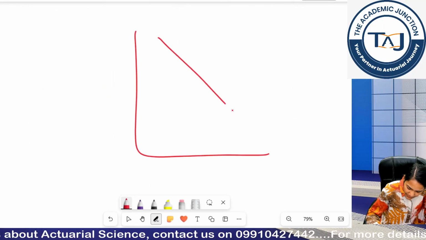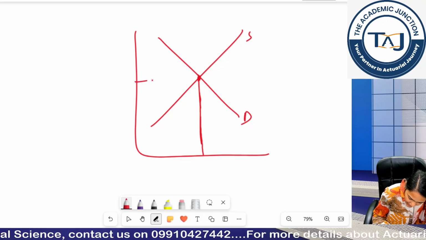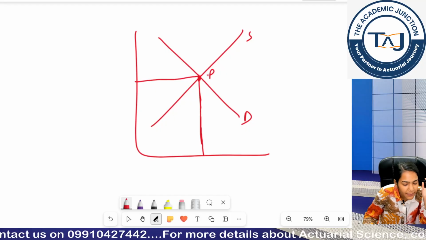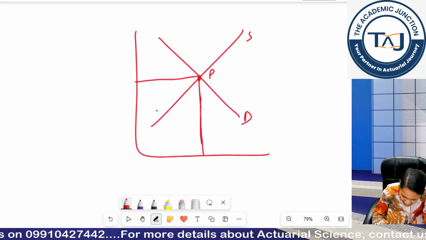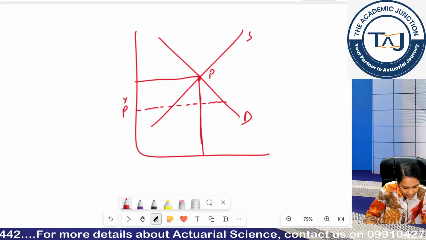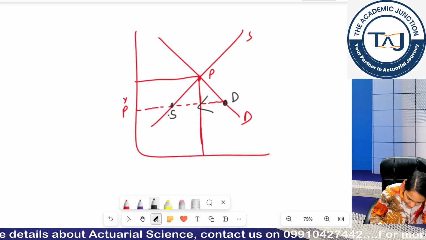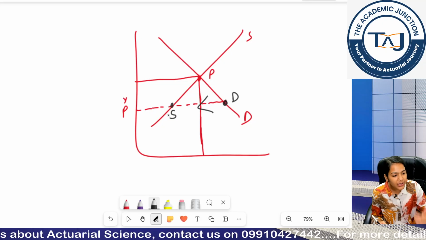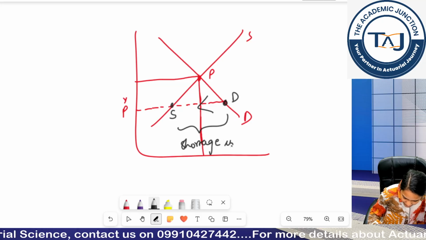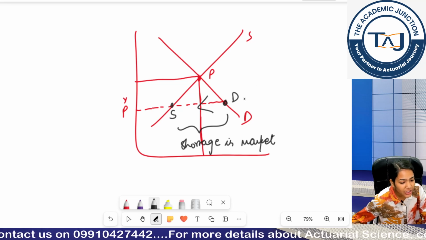For example, this was my demand curve, this was my supply curve, which was established by the market. So this was my equilibrium price. Now what the government did is establish a maximum price, which is below my actual price. So, for example, the government determined the price ceiling here. Now what can you see? My demand is more than my supply. When demand is more than supply, what will happen? Shortage in the market.